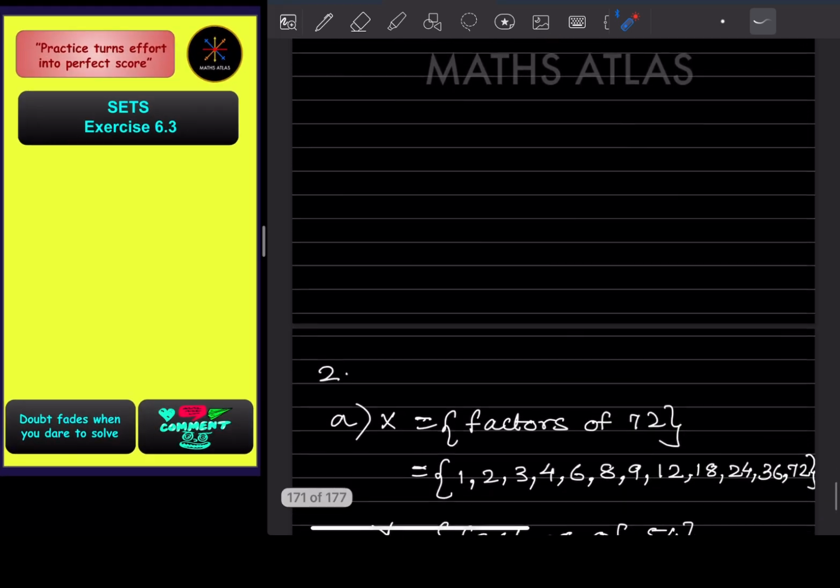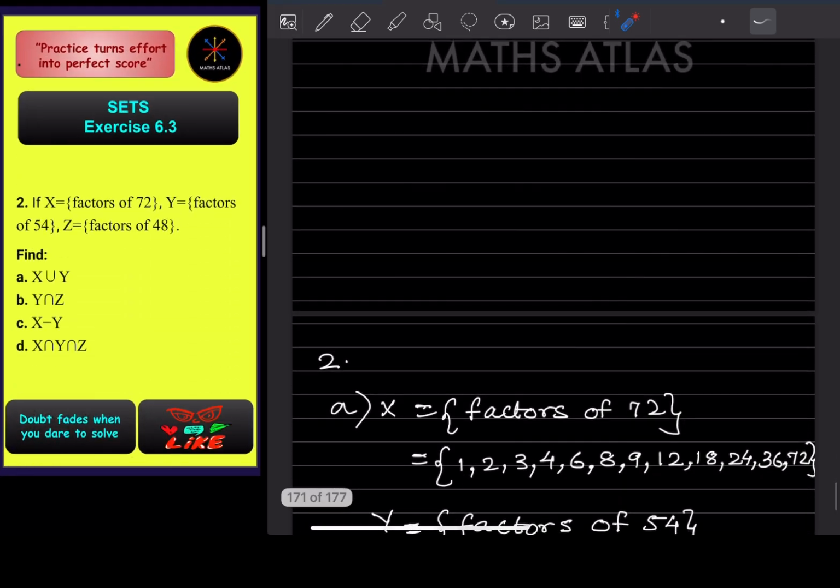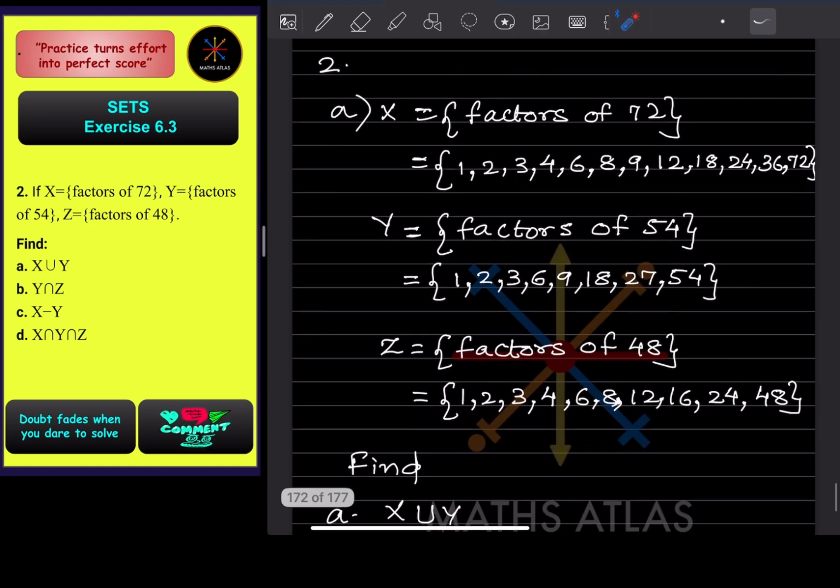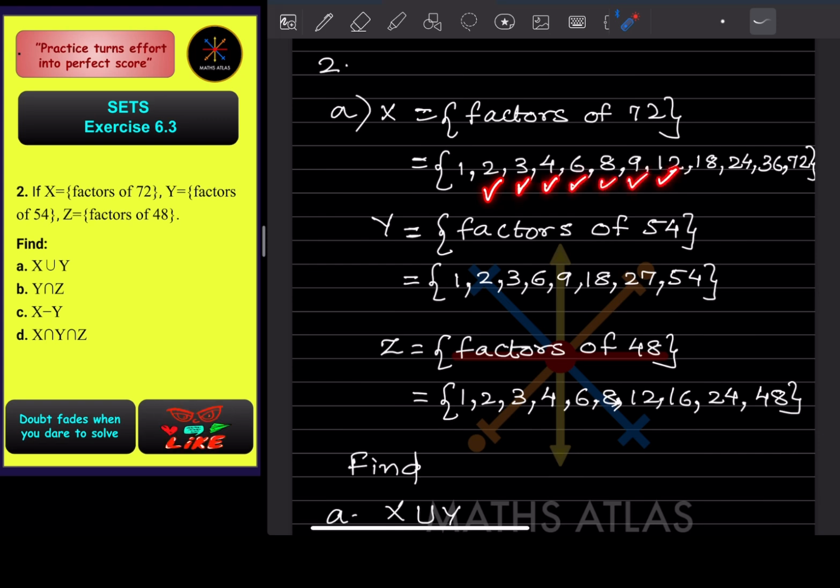So now we will go for the next one, question number 2. If x is equal to factors of 72, so factors of 72 means the numbers which divide 72. It will be 1, then in 2's we have 72, 3, 4, 6, 8, 9, 12. In the 12 times table we have 72. Then 18, 24, 36 and 72.